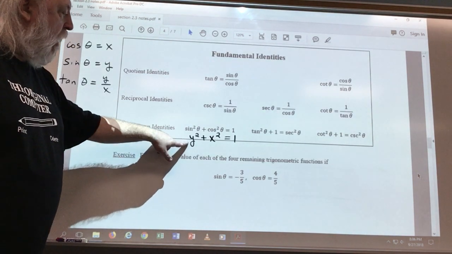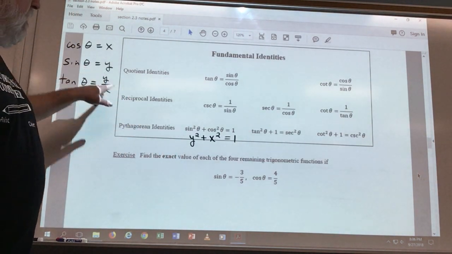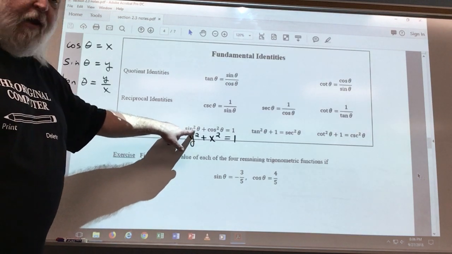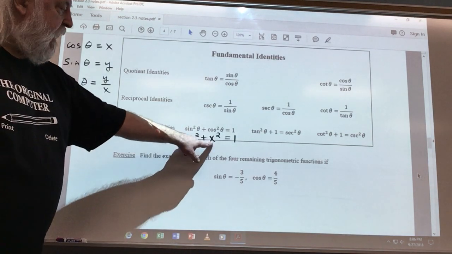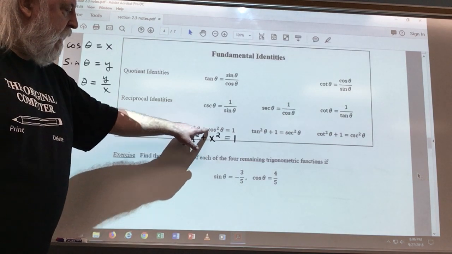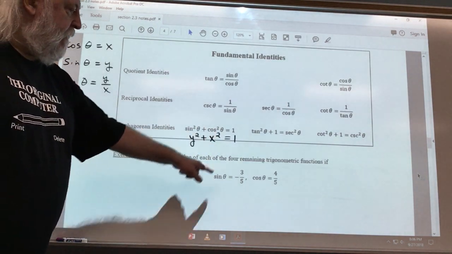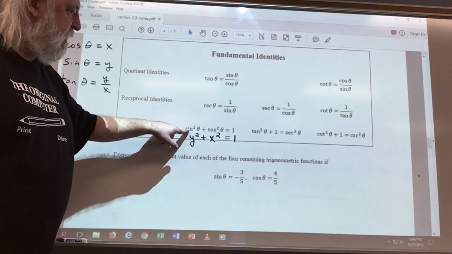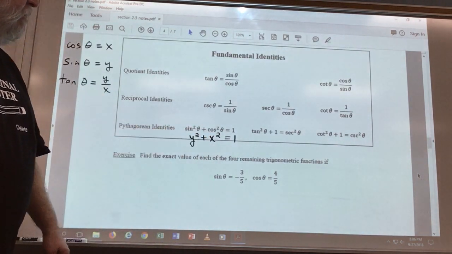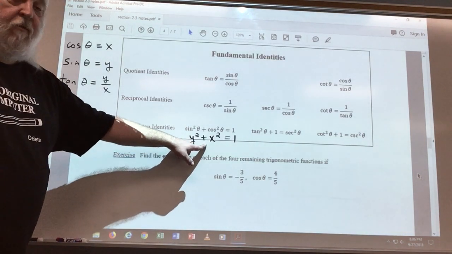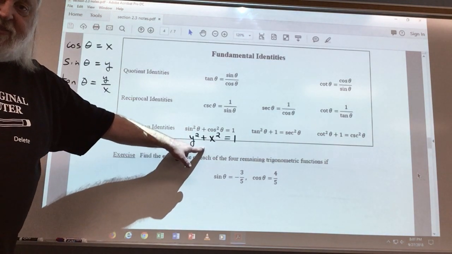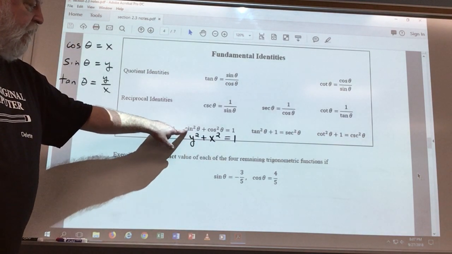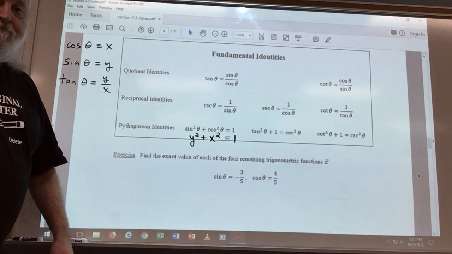So if I replace y with sine theta, then I have sine theta squared, and I replace x with cosine theta, I have cosine theta squared, and that's equal to 1. So this Pythagorean identity, sine squared theta plus cosine squared theta, comes from the equation of the unit circle, which has a radius of 1, and I just replace y with sine theta and x with cosine theta.